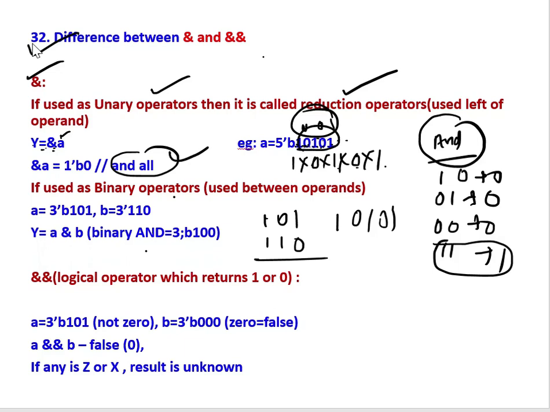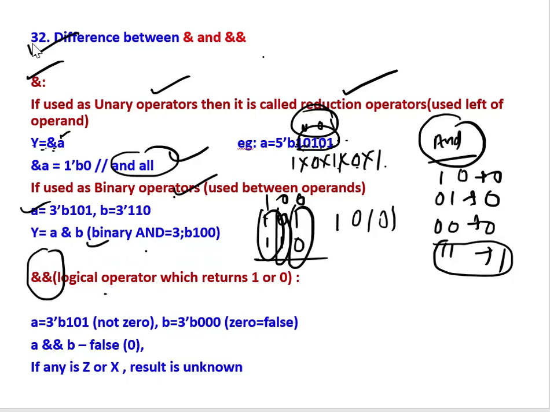If it is used as a binary operator, meaning there are two operands, so here y equal to a and b, this is a and this is b, it will AND each bit. It will AND first this one, this will give 0, then this will give 0, and then this will give 1. So the answer is 100. The next one is double ampersand.